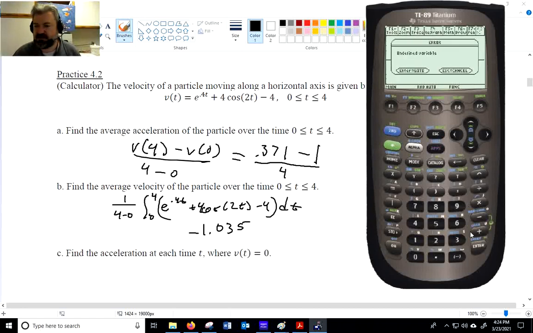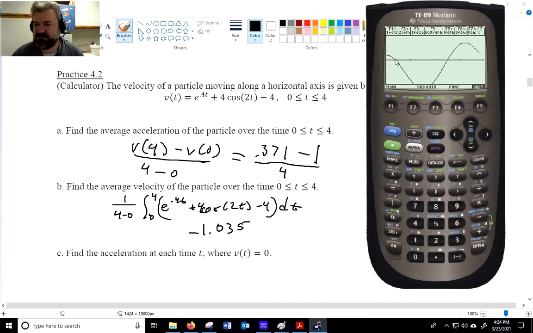Undefined variable. Oh, you know what? I forgot that you can't use t. You've got to use x. I wish they'd let me put in any independent variable I want, but that's probably better this way. All right, let's try that again. All right, there we go. And there it is.